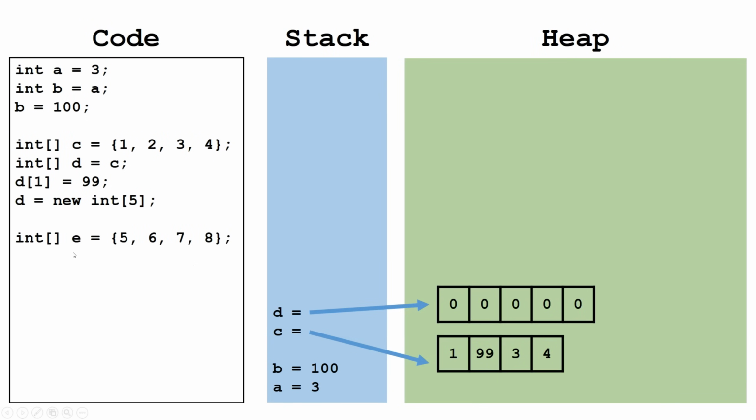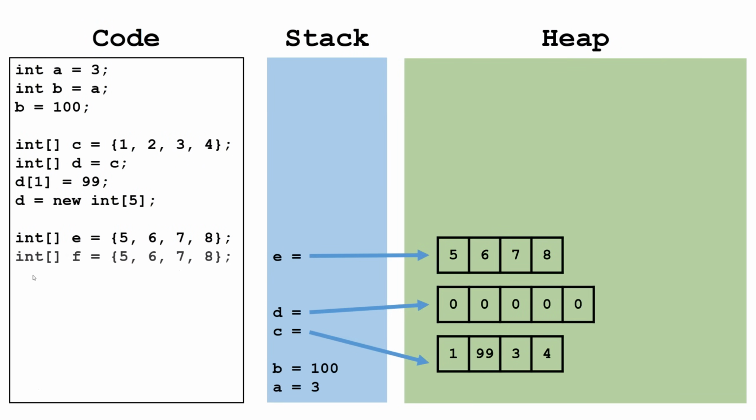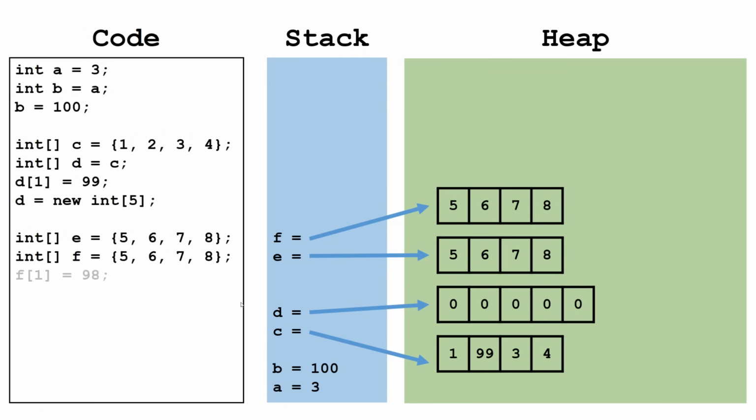Here we are declaring another integer array, E, and having it point at a new object on the heap. Next, we create an integer array, F, and have it point to an identical object on the heap. Notice, even though the values are the same, they are separate objects on the heap. When we change the value in index 1 of the object F is pointing at to 98, it only affects F because E and F are pointing at different objects on the heap.